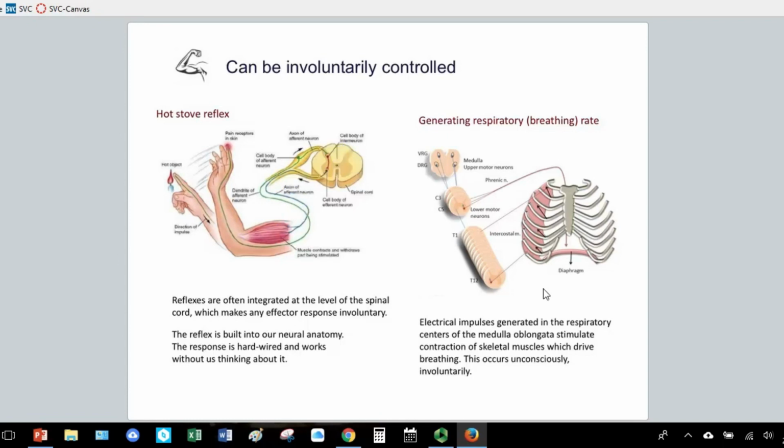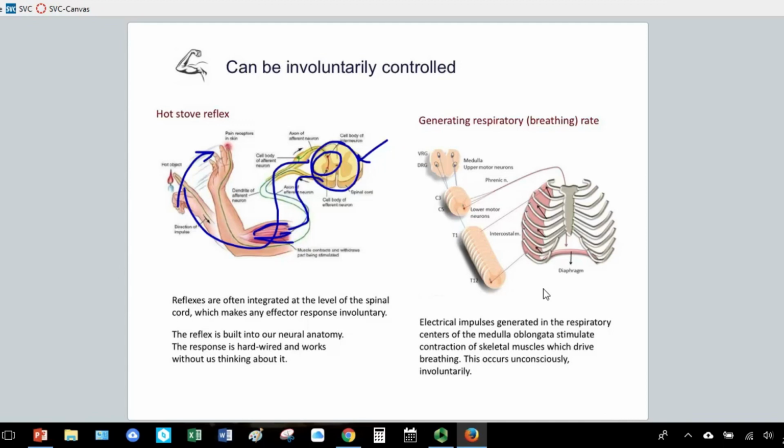So let's go over this again. Sensory information comes in, integration occurs, and a motor response goes directly to the skeletal muscle that's going to allow for this protective reflex. In this instance, we're withdrawing the hand. So when integration occurs anywhere besides the cerebrum, when it occurs in the spinal cord, when it occurs in the medulla, all that kind of stuff, this is involuntarily controlled.